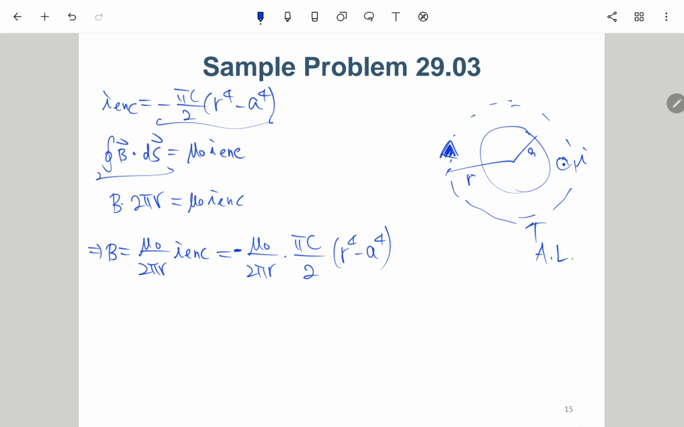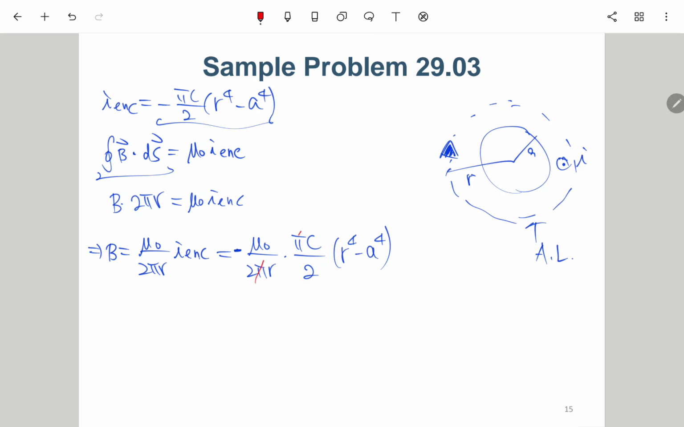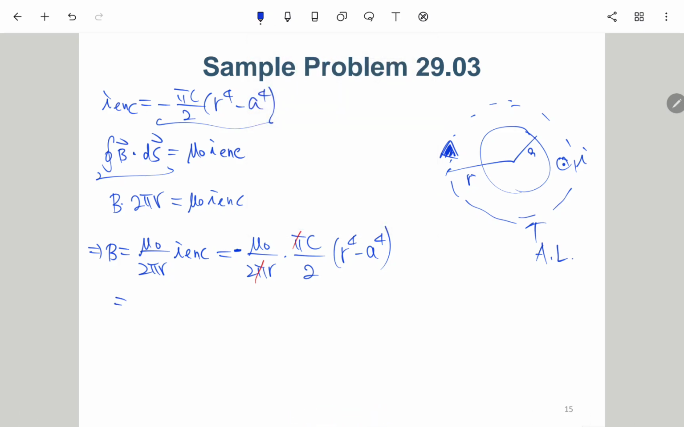We have a negative sign here. Okay, so here we can cancel this pi with this pi, and nothing else. So we have a negative mu 0 c over 4r, and then we have r to the 4th power minus a to the 4th power, and then we can plug in all the numbers.